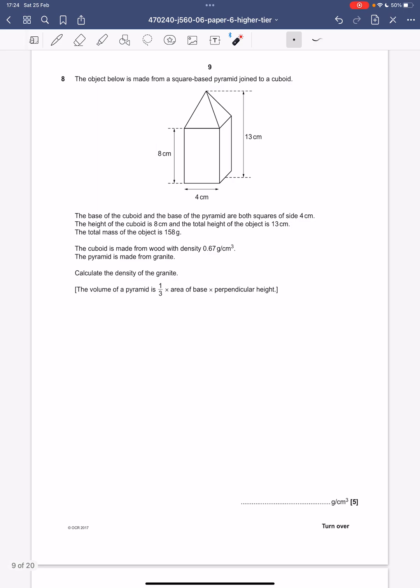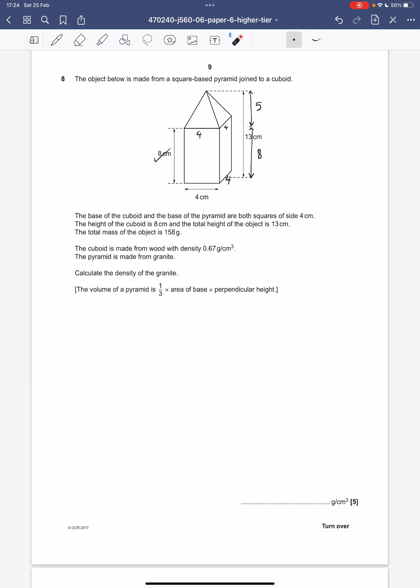Number 8. The object below is made from a square-based pyramid joined to a cuboid. The base of the cuboid and the base of the pyramid are both squares of side 4. Okay, so that's 4, that's 4, that's 4, that's 4. The height of the cuboid is 8, got that there. The total height is 13, so I reckon we're going to need that as well. So that's going to be made into a 5 there, and then that one's the 8 there, because 8 and 5 make 13.